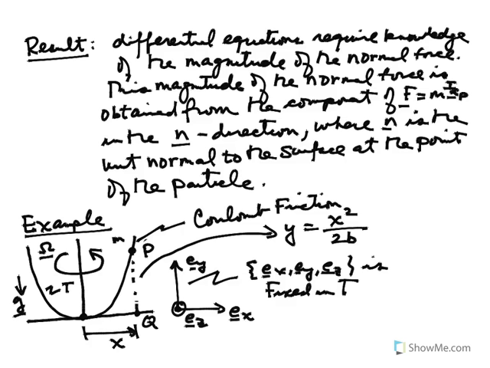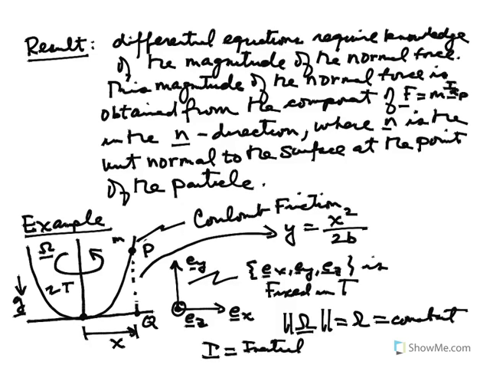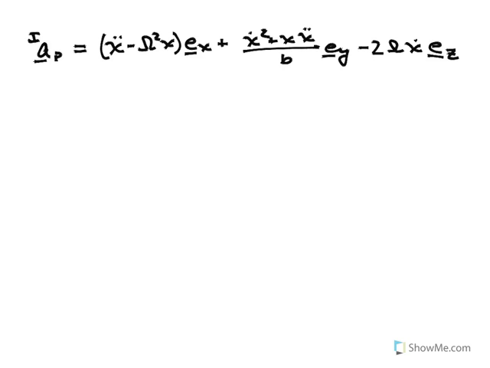And I remind everyone that we had assumed that the magnitude of omega was equal to omega, and that's equal to a constant. And the inertial frame, I, was the frame relative to which the parabola rotated. So as a result, we got that for the acceleration.